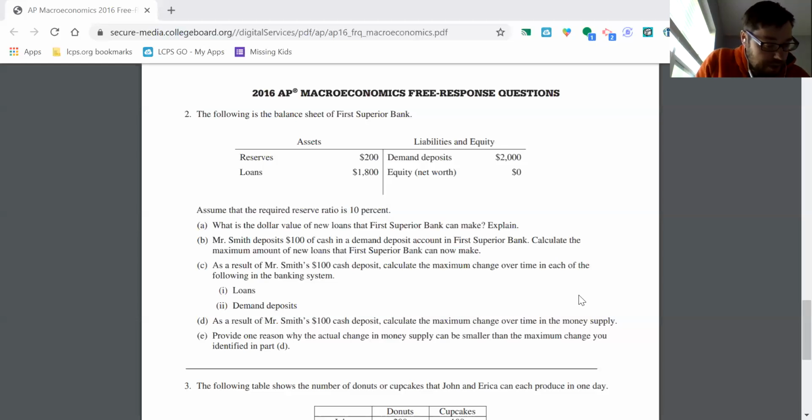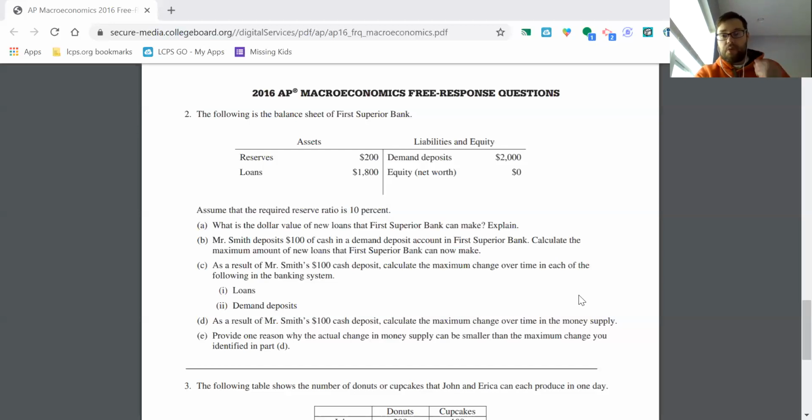Okay. Part D, as a result of Mr. Smith's $100 cash deposit, calculate the maximum change over time in the money supply. Okay, so this is essentially asking the same as what's going on here, right? How much is being created in the money supply, which banks, when they create money, do through new loans, right? So this is essentially the same answer as part one of C up above, right? So that should be 900. And then part E, provide one reason why the actual change in money supply can be smaller than the maximum change you identified in part D.